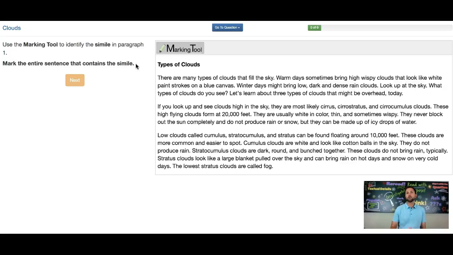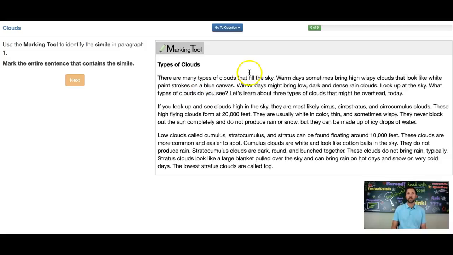So too often we rush through these questions and we don't actually see that secondary piece of information, that second piece of instruction that sometimes will get us to get the wrong answer. So we need to read this very carefully. Identify the simile, but then mark the entire sentence. So paragraph 1 is where the simile exists, and this is paragraph 1 right here.